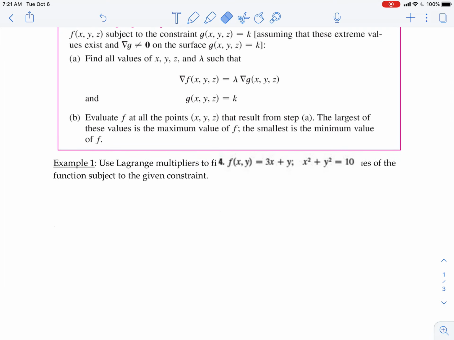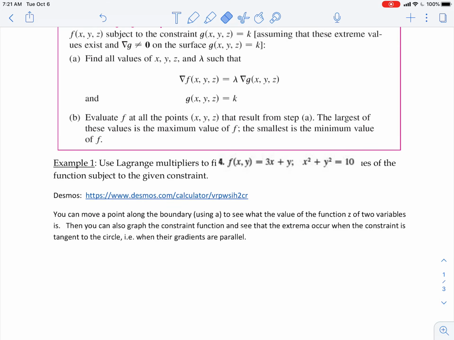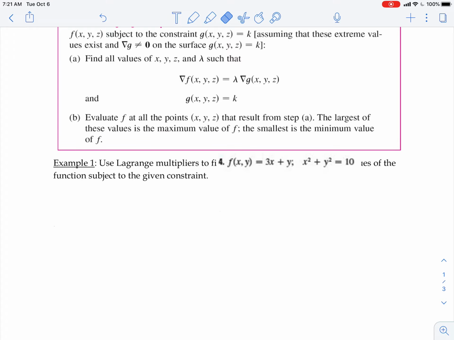But what we're going to do is use Lagrange multipliers to find the critical values of the function subject to the given constraint. We're going to find the maximum and minimum values. Given f of x, y is equal to 3x plus y, and x squared plus y squared equals 10. All right, so let's go ahead, we have our function f defined. Let's go ahead and define our g.